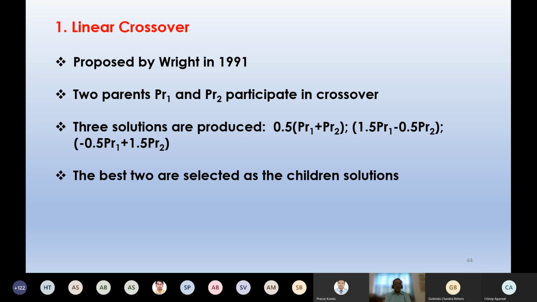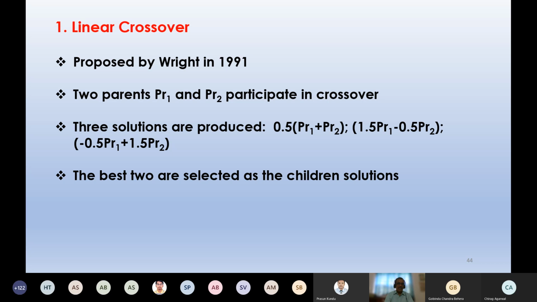Now, according to this linear crossover, supposing that we have got two parents, PR1 and PR2, and these two parents are going to participate in crossover. Now, from these two parents, how to get the children solutions? According to the linear crossover, three children solutions will be produced. The first one is nothing but the average of the two parents, that is 0.5 multiplied by PR1 plus PR2.